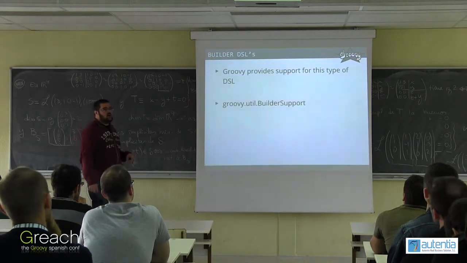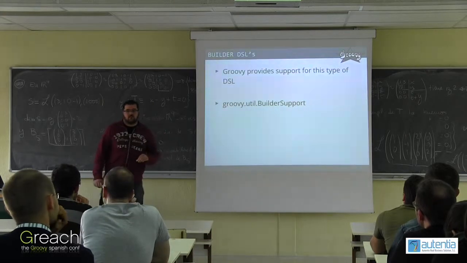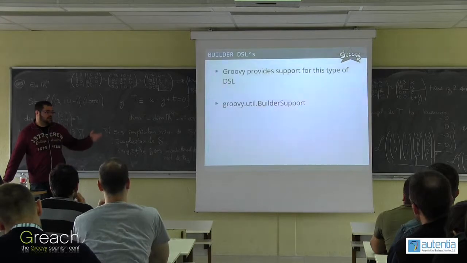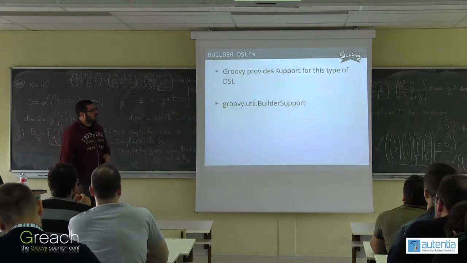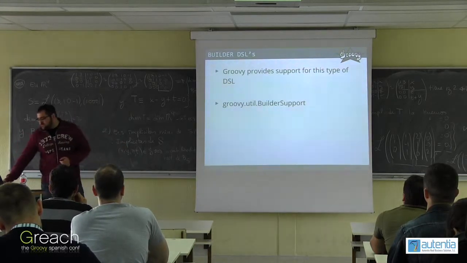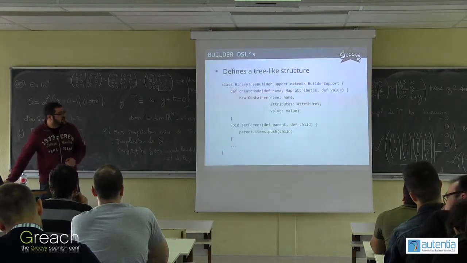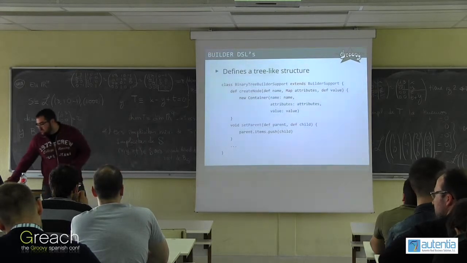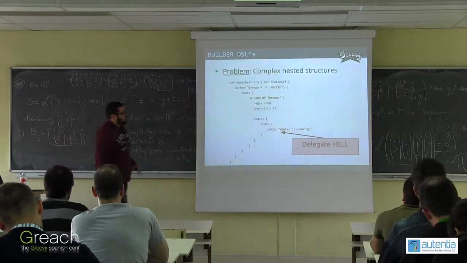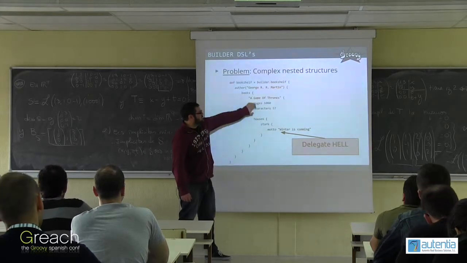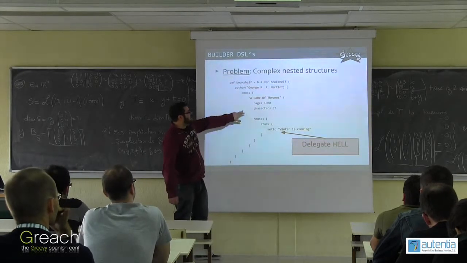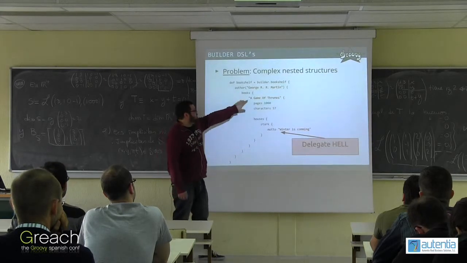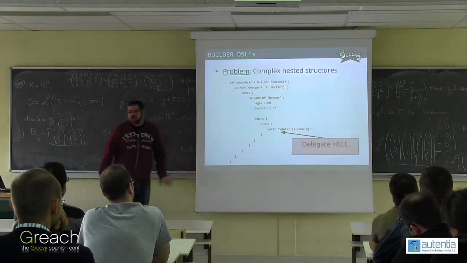Groovy has a very nice interface for this kind of DSLs. The class is BuilderSupport. The builder just defines a tree-like structure. So in our previous example, you could think of this as nodes that are related. I mean, books has a father node with children down, all right?